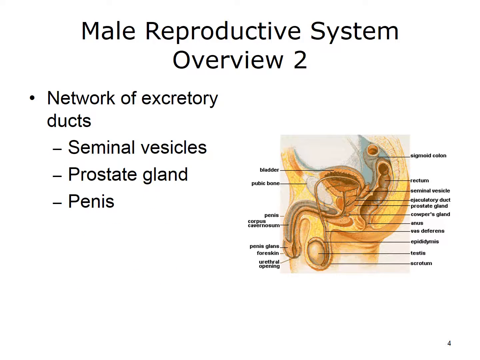Seminal vesicles are two structures lying behind the bladder. They are connected to the vas deferens and secrete a thick fluid that forms part of the semen. The prostate gland is about the size of a walnut, and it produces part of the seminal fluid that carries sperm. The prostate gland surrounds the neck of the bladder and urethra. The penis is the male organ of copulation and urination.